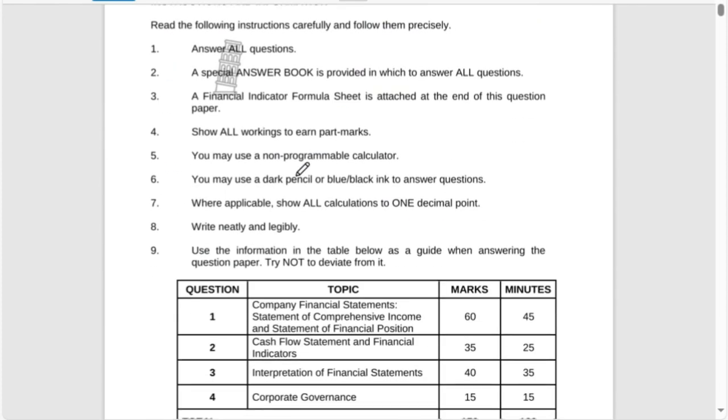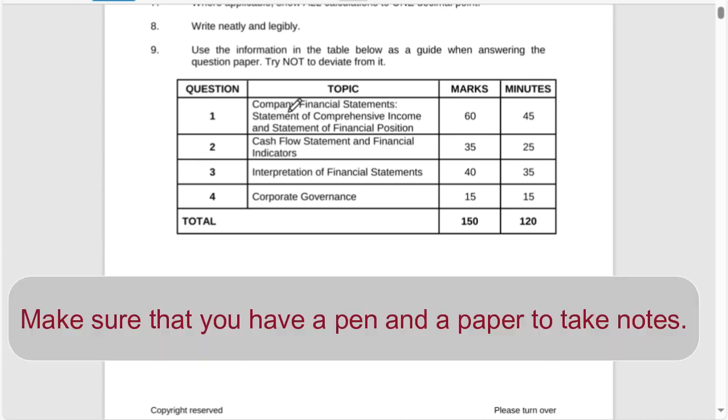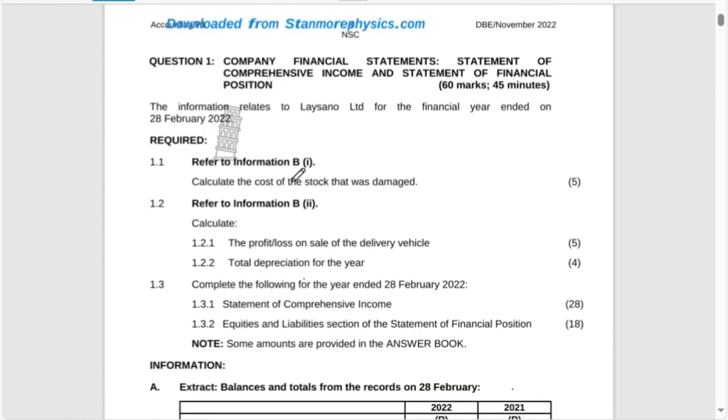So guys, today we are going to take a look at our previous question paper, which is Grade 12 Accounting Paper 1, November 2022. Marks out of 150 for 2 hours. But in this question paper, we are only going to take a look at Question 1, which is company financial statements, statement of comprehensive income and statement of financial position, for a maximum of 60 marks, 45 minutes. Let's start. Let's go to our Question 1 and start with our video.